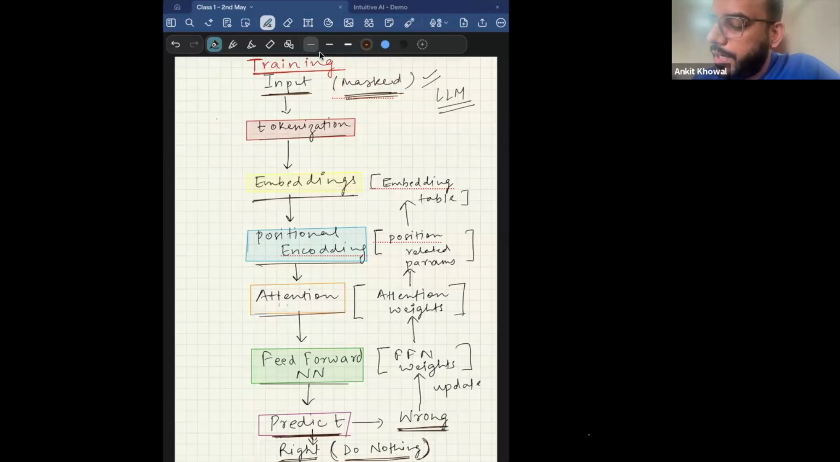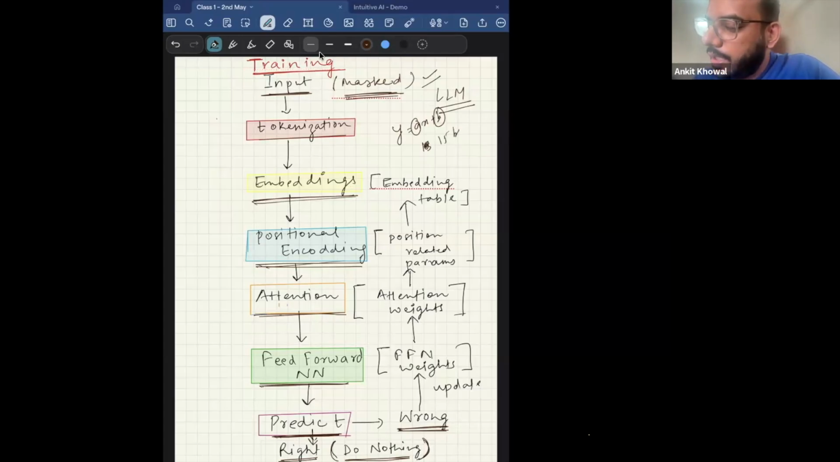Okay. If the model has predicted wrong, then there are certain parameters in each of these phases, right? Embedding phase, there are certain parameters. Positional encoding, some parameters are there. Attention phase has some parameters. Feed forward network has some parameters. Similar to our example, y is equal to ax plus b. These were our parameters, a and b. So in each of these phases, there are some parameters a and b, right? And like I said, in a general model, there are close to like 15 billion parameters in different phases of the LLM.